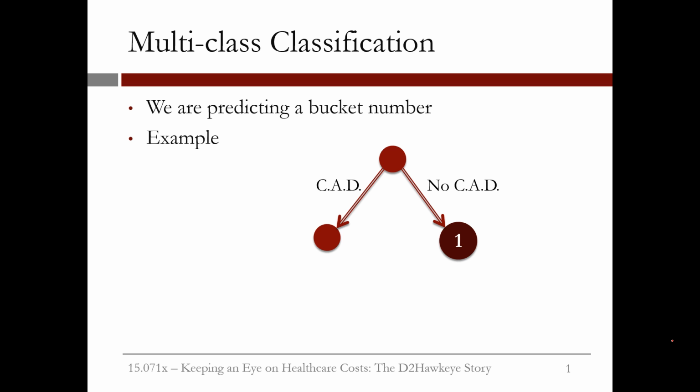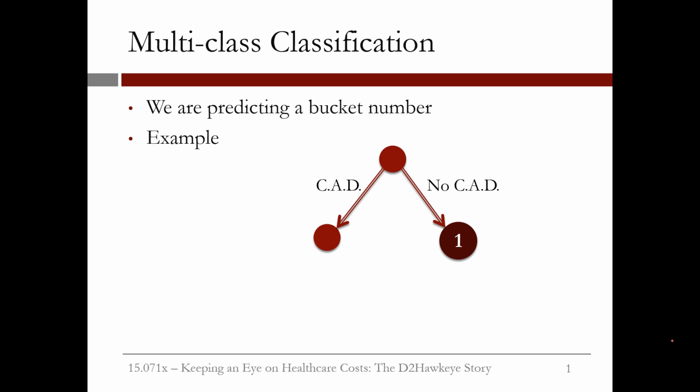Let us introduce the method we used for predicting the bucket number. It is a method called classification and regression trees. In this case, we use multi-class classification. There are 5 classes, buckets 1 to 5. To give you an example, let us consider patients that have 2 types of diagnosis: coronary artery disease and diabetes.